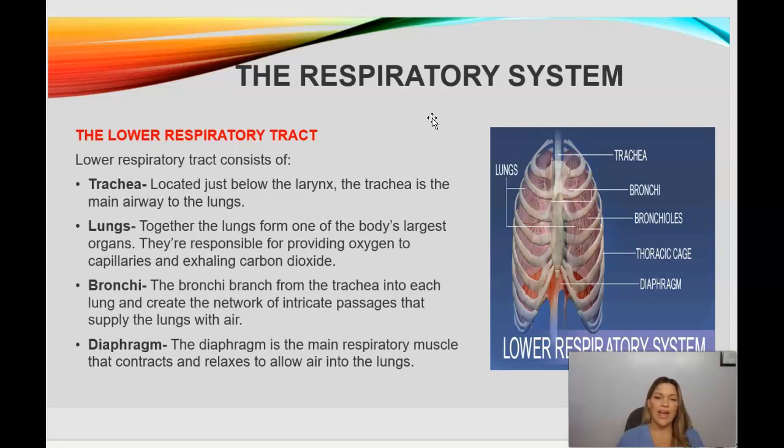We have the bronchi, and the bronchi branch from the trachea into each lung, and they create a network of intricate passages that supply the lungs with air. And then we, of course, have the diaphragm, and the diaphragm is the main respiratory muscle that contracts and relaxes to allow air into our lungs.